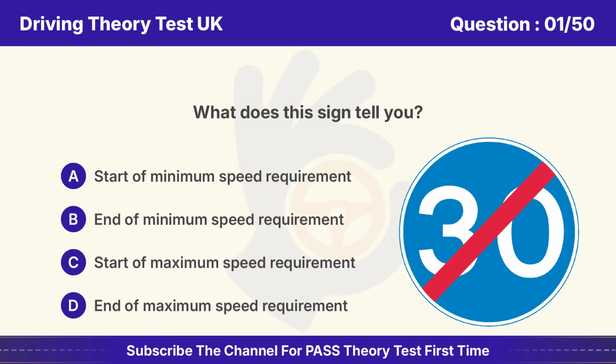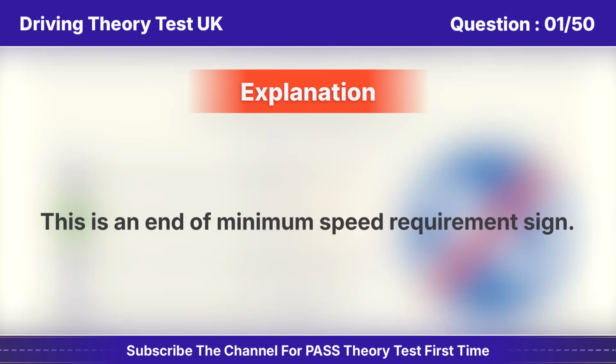Question 1. What does this sign tell you? Option A. Start of minimum speed requirement. B. End of minimum speed requirement. C. Start of maximum speed requirement. D. End of maximum speed requirement. Answer is B. End of minimum speed requirement. This is an end of minimum speed requirement sign.